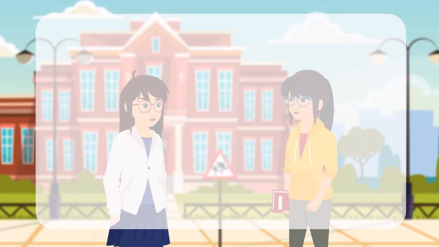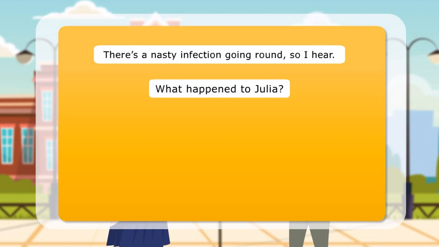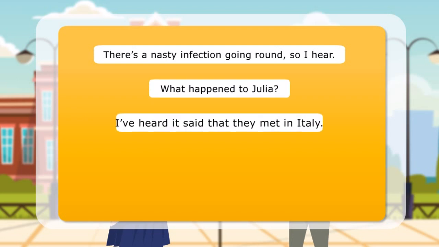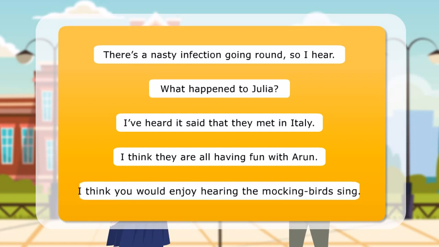Here are some more examples. There's a nasty infection going around, so I hear. What happened to Julia? I have heard it said that they met in Italy. I think they are all having fun with Arun. I think you would enjoy hearing the mockingbirds sing.